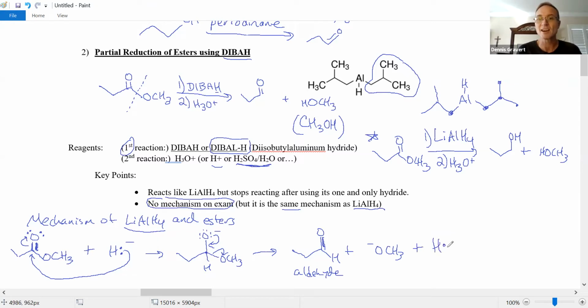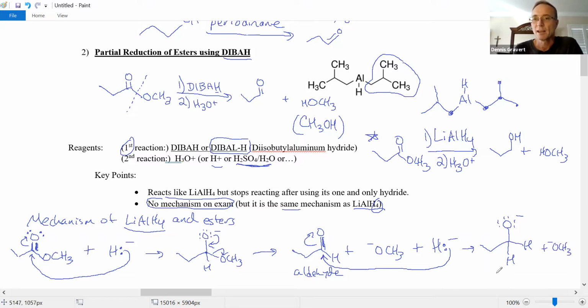So another hydride ion comes in. Well, there's 4 of them available, plenty of hydride ions available. So another one comes in and does the same thing, bumps up the pi bond. So there was 1 hydrogen already, the second one came in. We still have that negative methoxy group. And we're done with reaction 1.